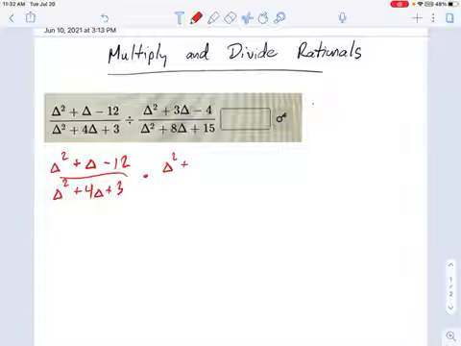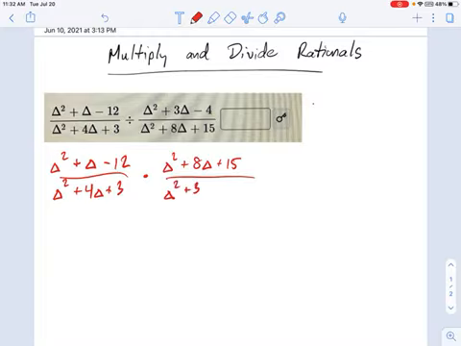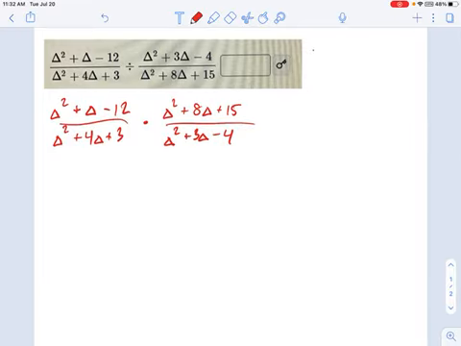So that's delta squared plus 8 delta plus 15 on top, and delta squared plus 3 delta minus 4 on bottom. And if you know where to go from here, great. That's the main idea with division. But let's just carry this through. We're going to factor everything.